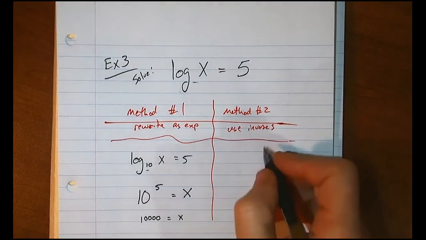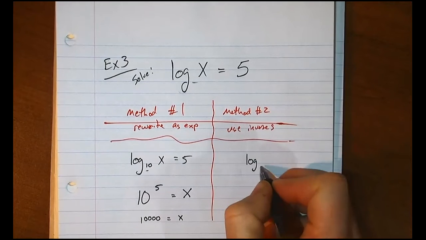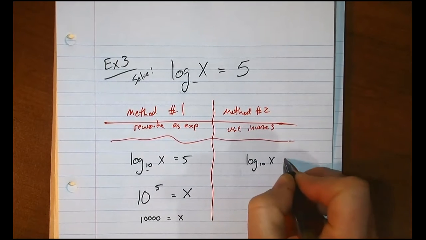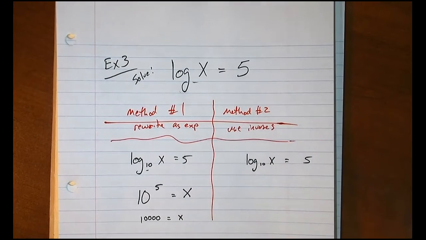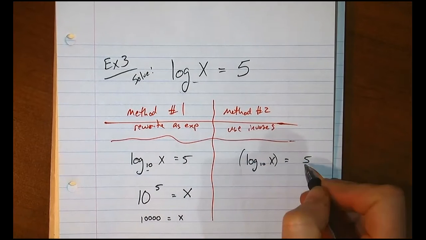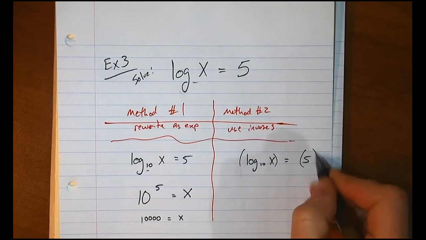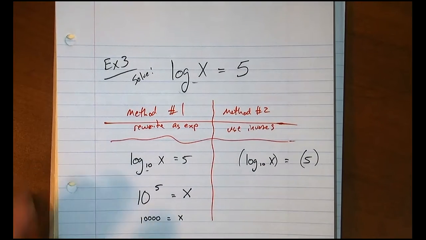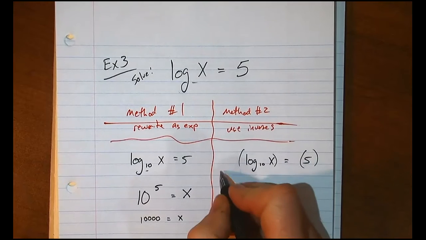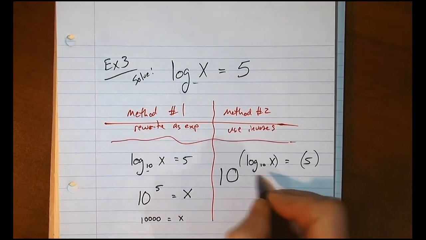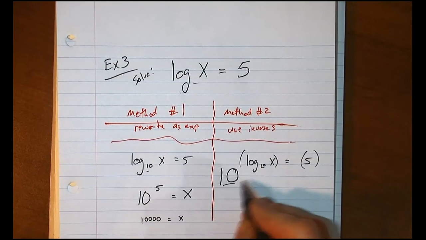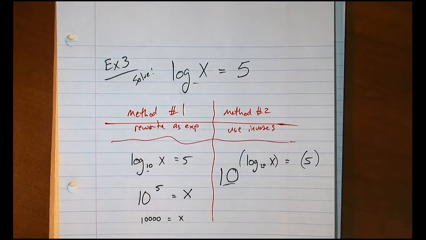Now, method number 2, same idea. I have to recognize that the base is a 10. I have to recognize that. And now this is going to look a little funky when I write this, but the way that I write this is I'm just going to take the whole side. And remember, anything you do to one side, you have to do it to the other side. So I'm going to take the whole side and I'm going to make that into an exponent where the base is a 10 because my bases have to match.